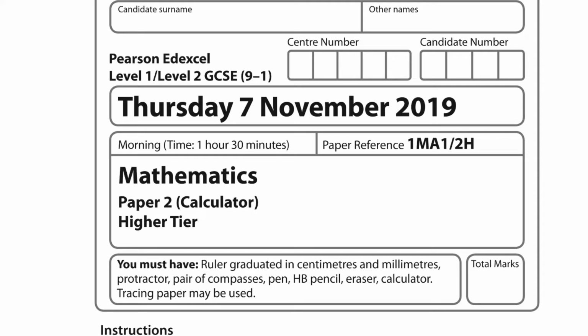Hi guys, this is the Edexcel GCSE Maths Paper 2 from the higher tier from the November 2019 series. So let's get straight into it.